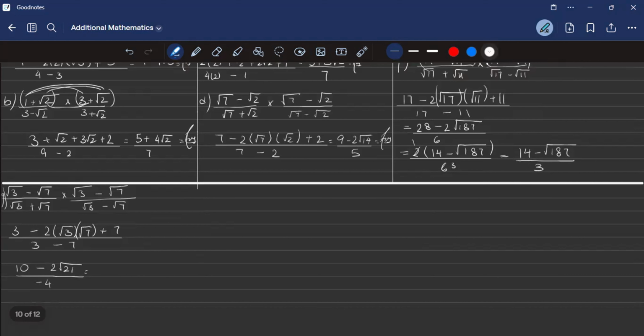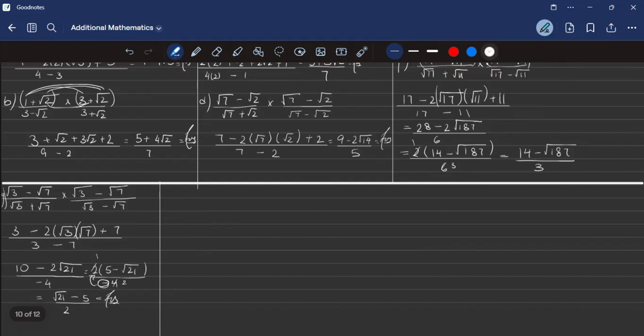So this can be further simplified if we take out the common. So the common would be what? 2 as the common: 5 minus √21 divided by negative 4. So 2 ones are 2, 2 twos are 4. And because we have a negative sign in the denominator, to remove it, we multiply the numerator by negative. So we would get √21 minus 5 divided by 2 as our final answer. So that's it for question number 3, part G.